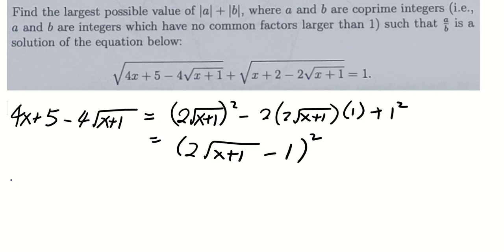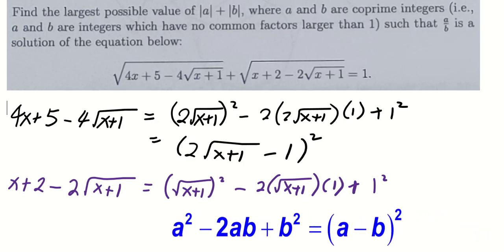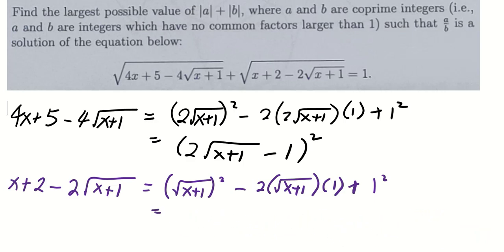Similarly, the expression x plus 2 minus 2 square root of x plus 1 can be written as the square of square root x plus 1, minus 2 times square root of x plus 1 times 1, plus 1 square. Again, it is of the form a square minus 2ab plus b square. So in this case, this equals the square of square root x plus 1 minus 1.